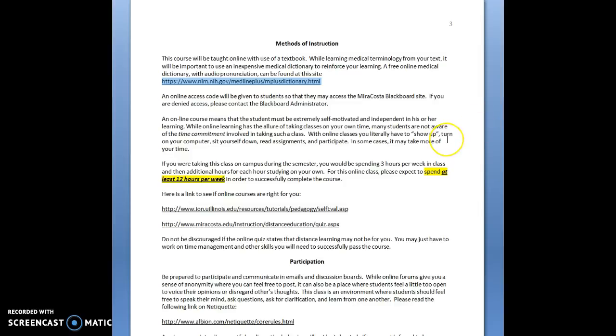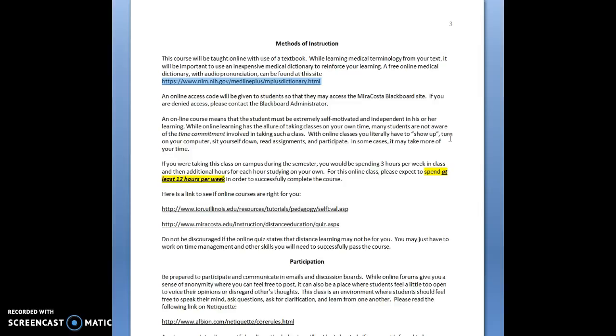If you were taking your classes on campus during the semester, you'd be spending about 3 hours a week in this class. So now we've scrunched it down to 6 weeks. So you're going to probably need to put about 12 hours a week in. It's a lot of work. This isn't just a quickie summer class that's going to just zip by.